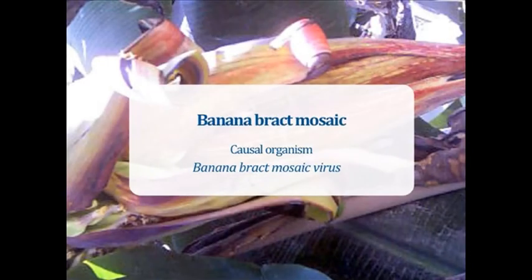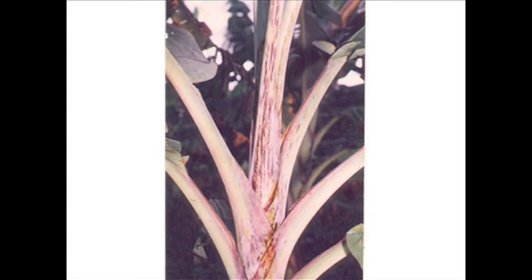Now the next virus disease is the banana bract mosaic. It is caused by banana bract mosaic virus. Now let's see about the symptoms of the disease. The disease is characterized by the development of black streak on petiole, yellow or pinkish coloration on pseudostem, and mosaic-like purple spindle-shaped streaks on the bract.